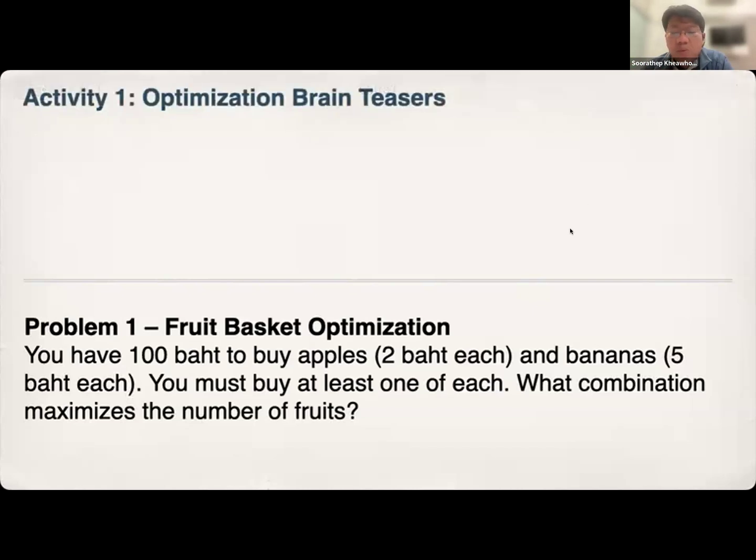Problem 1 is fruit basket optimization. You have 100 baht to buy apples, 2 baht each, and bananas, 5 baht each. Don't pay attention to the cost. And you must buy at least one of each. What combination maximizes the number of fruits?